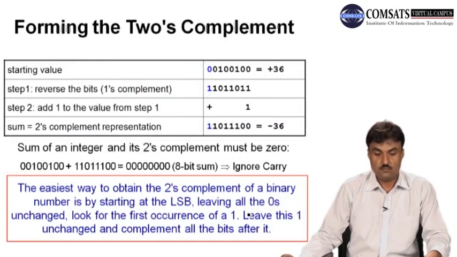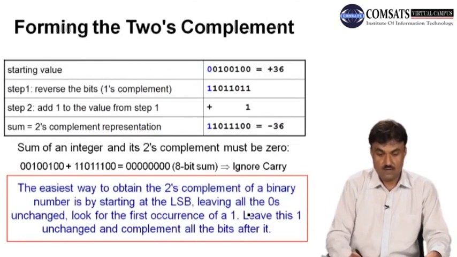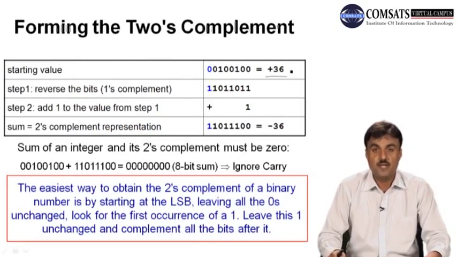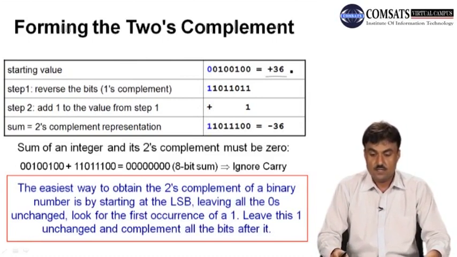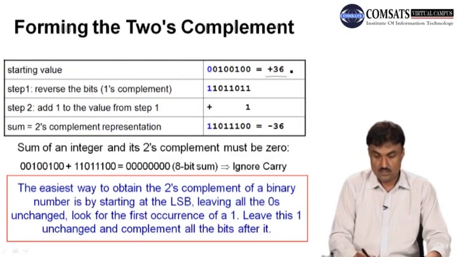So this is another example. Here you can see we have a starting value, for example, plus 36. If we want to convert this plus 36 into a binary number, we will use the same notation as at the top.